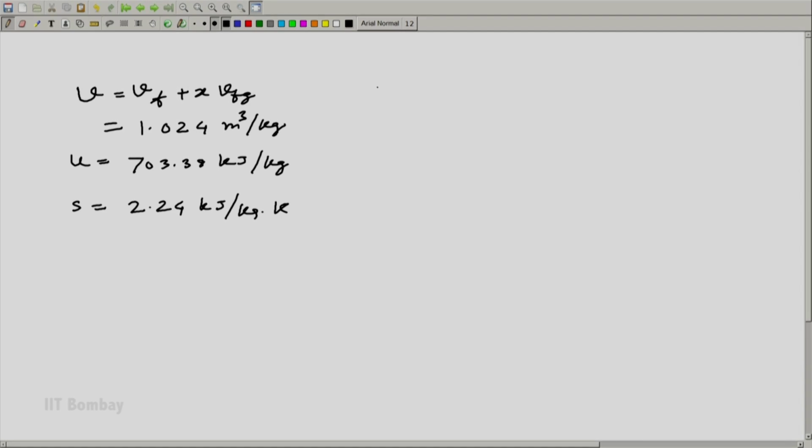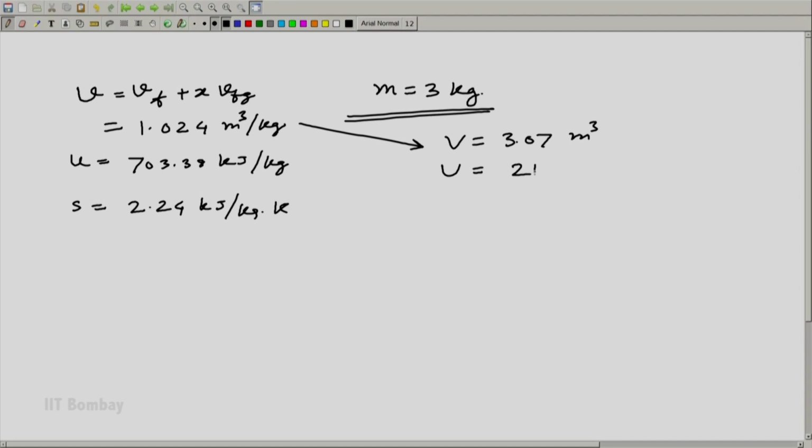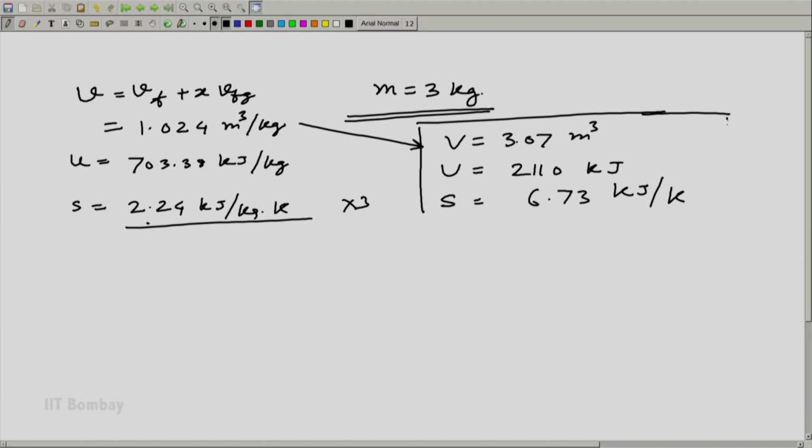Now, we know that mass is equal to 3 kg for us. Therefore, I will have to multiply all these values by 3, and now my V will be equal to 3.07 meter cube, U will be equal to 2110 kilojoule, and S will be equal to this S value times 3, which we get as 6.73 kilojoule per Kelvin, and this is the final answer.